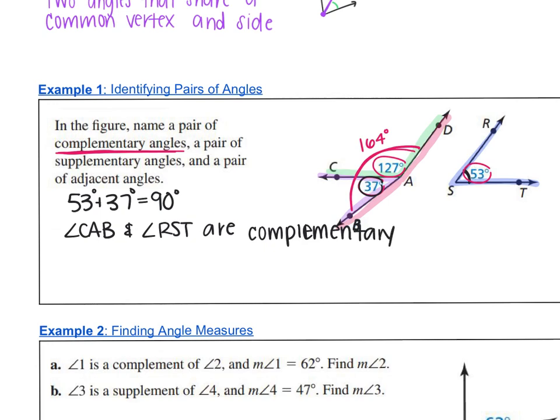Let's move on to supplementary. Now I'm looking for two angles that add up to 180. Think 180, that's obviously a lot bigger than 90. Let's add 127 and 37, we know it's 164. What about 127 plus 53? Hey, 127 degrees plus 53 degrees is 180, which means those two angles, angle CAD and angle RST, are supplementary.